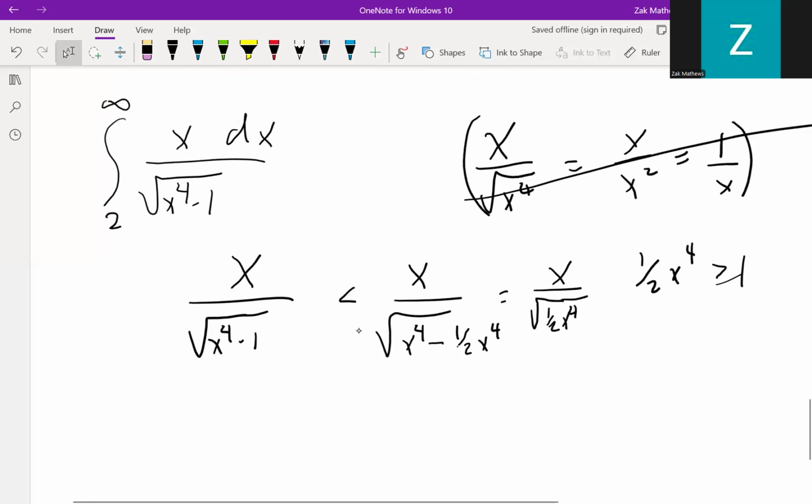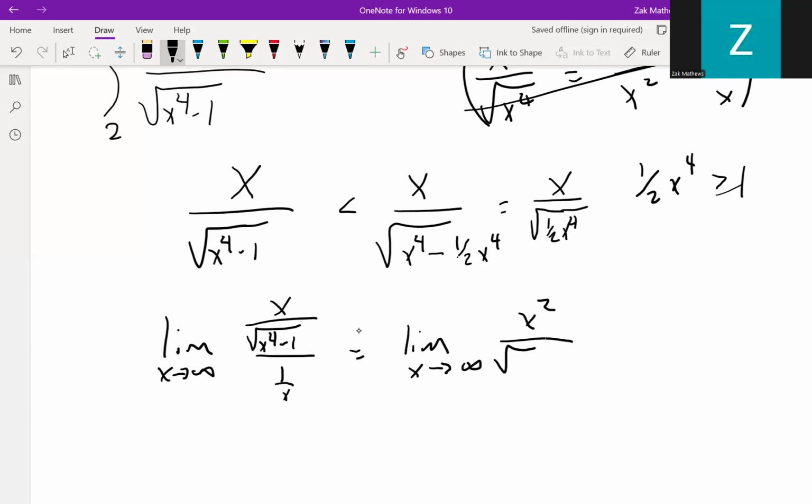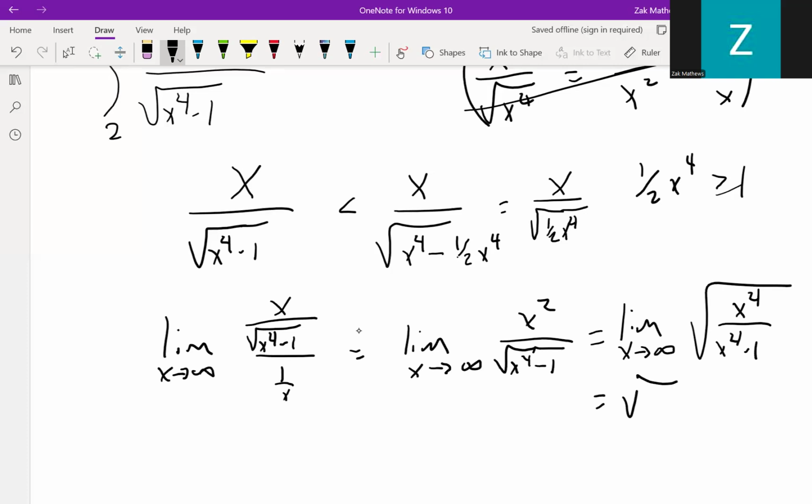So we've already said that I want to compare it to 1 over x. So what I'm going to do is take the limit as x goes to infinity of x over the square root of x to the 4th minus 1, over 1 over x. And we can simplify that to be the limit as x goes to infinity of x squared over the square root of x to the 4th minus 1. Any number of ways you could simplify this limit. Probably the easiest would be to bring it all under the square root. So I could write this as x to the 4th over x to the 4th minus 1. And then I can bring the limit inside the square root. If we take the limit inside that square root, we'd get the square root of 1, which is just 1.